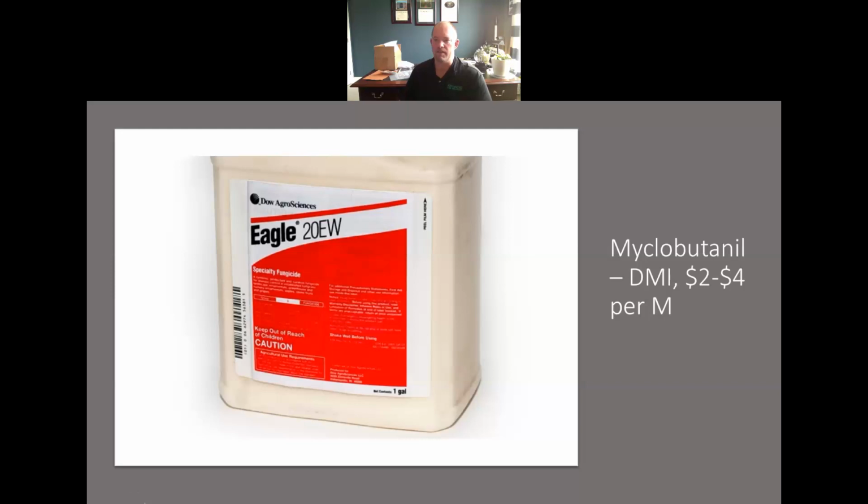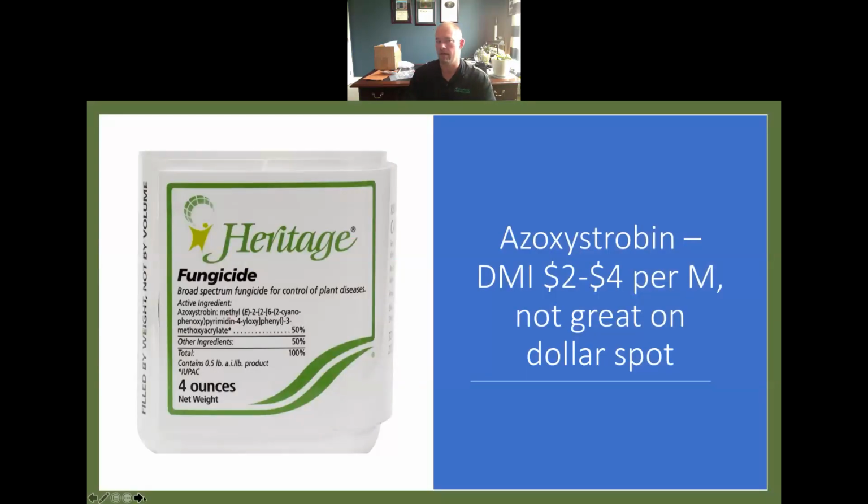When we talk about DMIs, one that we don't always necessarily think about is myclobutanil. The trade name on this one would be Eagle. This one's not terribly priced. It's kind of middle of the pack. Not as cheap, again, as the thiophanate-methyl or Cleary's 3336. This one's a little bit more. It's about $2 to $4 per 1,000 square feet. Again, it's a DMI, pretty effective on a lot of stuff. It's not going to help you out with Pythium or anything like that, but it works on a lot of your other turf diseases, and again, has crossover labeling in ornamental.